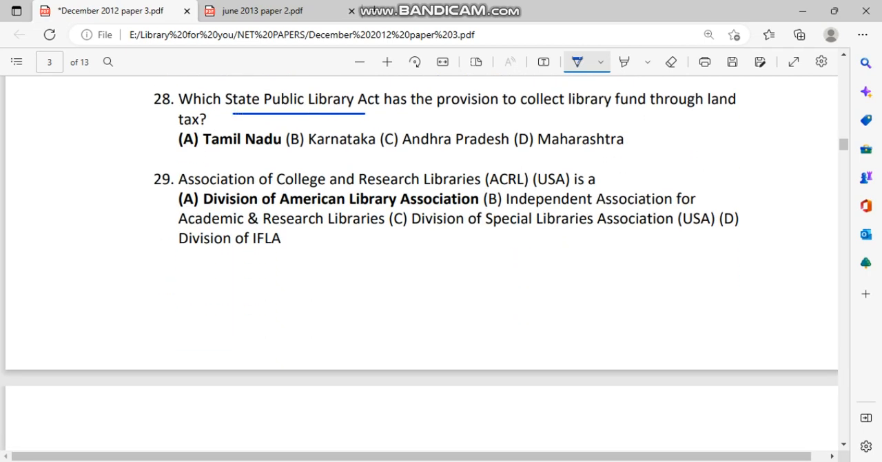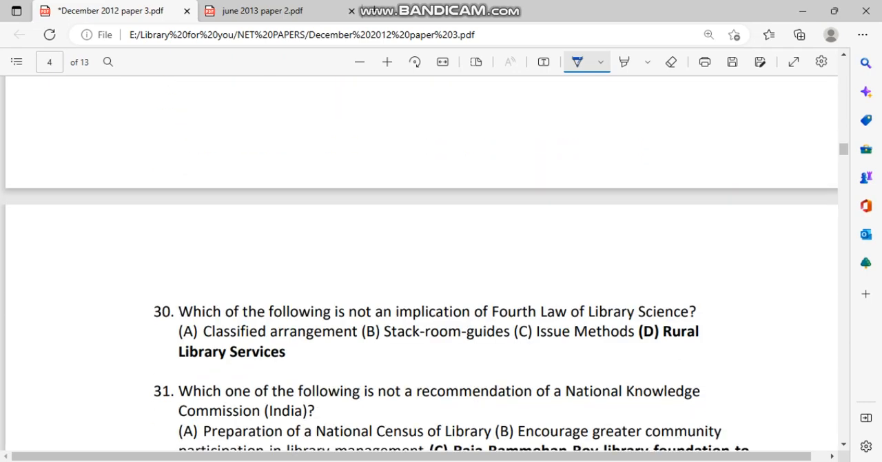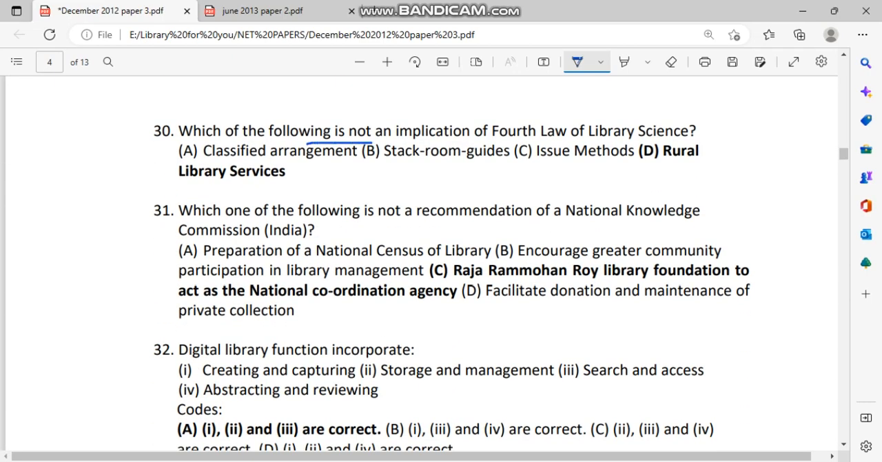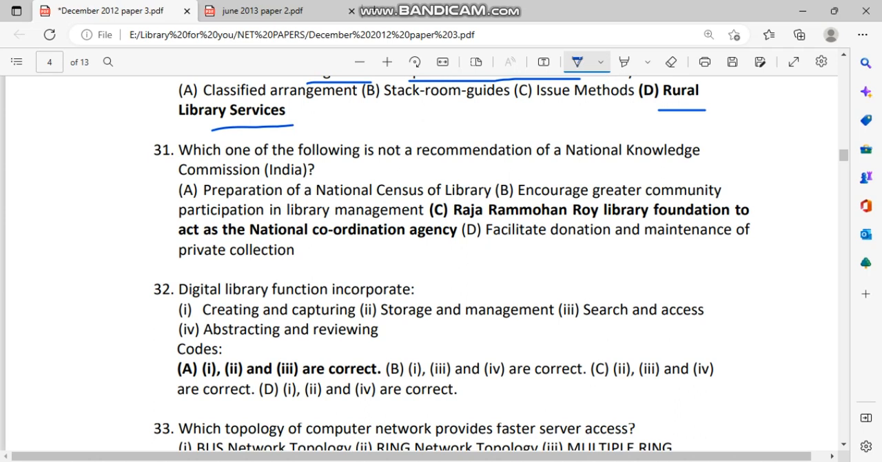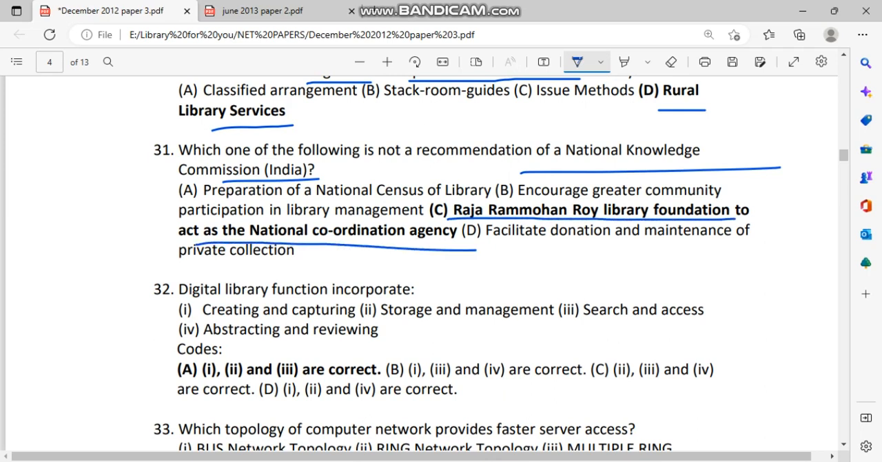Which state public library act has the provision to collect library fund through land tax? In Tamil Nadu. Association of College and Research Libraries is a division of the American Library Association. Which of the following is not an implication of the fourth law of library science, that is, rural library service? Which one of the following is not a recommendation of the National Knowledge Commission? So that is, Raja Ram Mohan Roy Library Foundation to act as the national coordination agency.